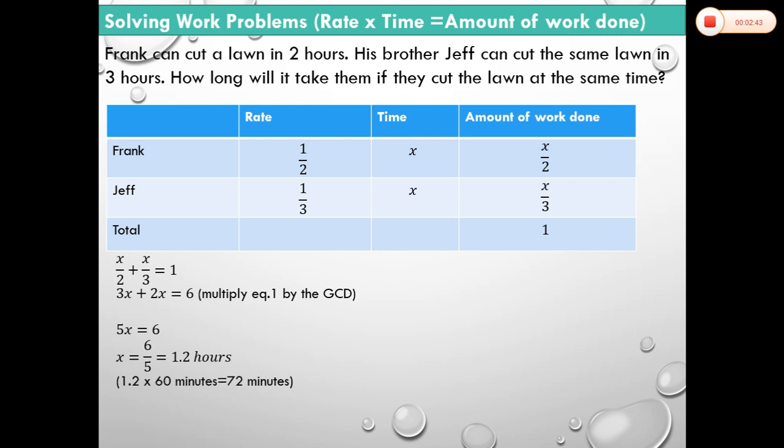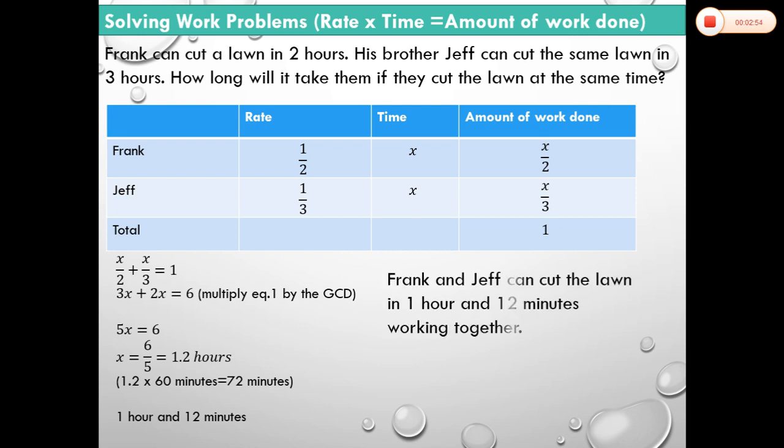1.2 hours converted into minutes is equal to 72 minutes. Therefore, we have 1 hour and 12 minutes. So, Frank and Jeff can cut the lawn in 1 hour and 12 minutes working together.